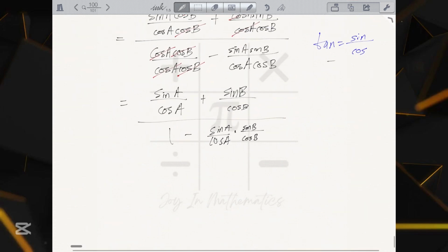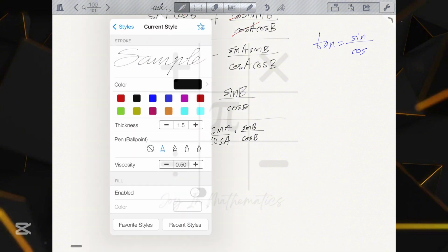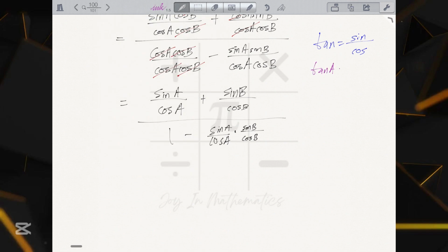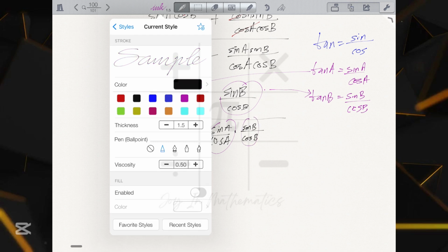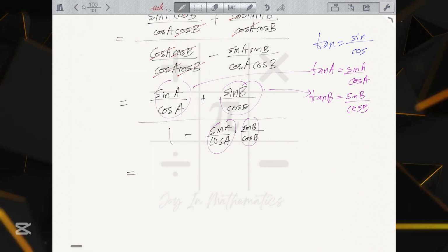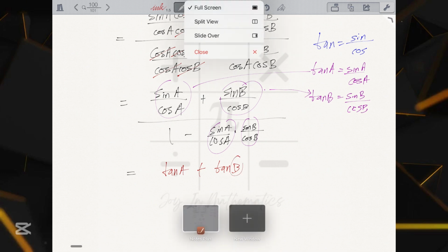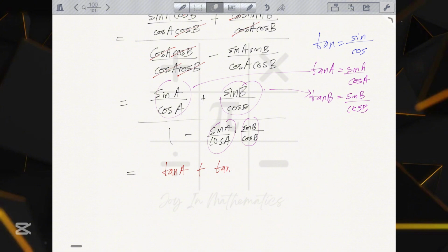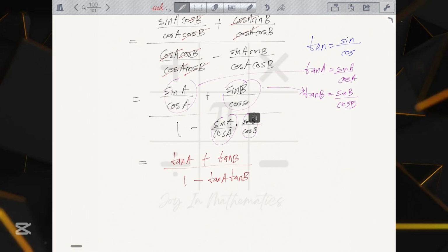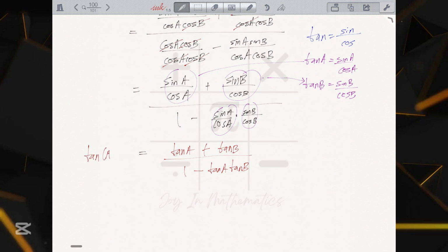Now we apply that tan theta is equal to sine over cos. So I can simply say that tan A is equal to sine A over cos A, and tan B is equal to sine B divided by cos B. So I have tan A and tan B, and simplifying further, this gives tan A plus tan B divided by 1 minus tan A tan B. So this is an expression for tan A plus B.